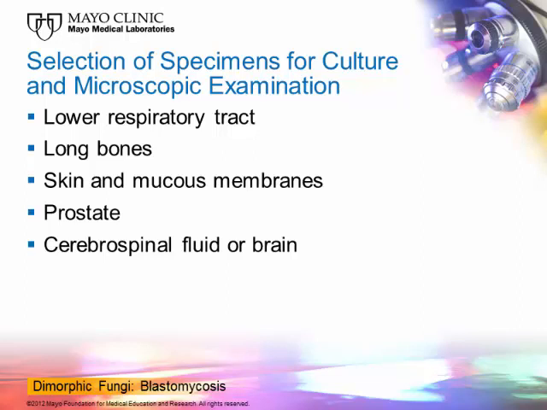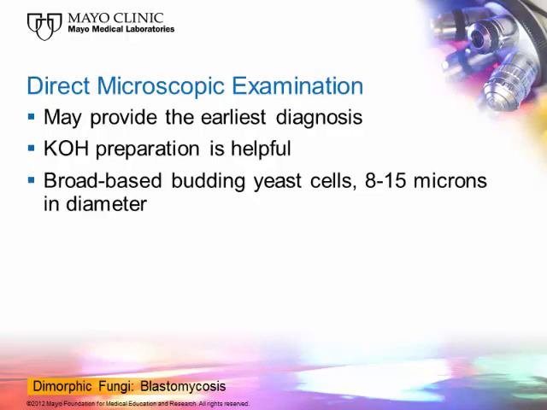Meningitis is not necessarily a major clinical presentation when the nervous system is involved, but it has to do more with brain lesions, brain abscess. These are substantial infections, and the patients don't do well even on therapy. The direct microscopic examination may provide the earliest signs of diagnosis, and most of the time you can make a definitive diagnosis because this organism is large enough to be seen under the microscope. It's 8 to 15 microns. It has broad-based budding yeast cells on it.